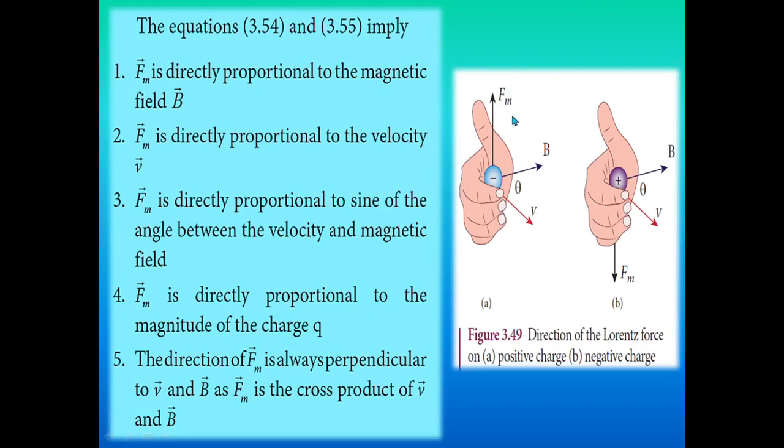Then the fifth point is the direction of the Fm vector force is always perpendicular to the magnetic field and the velocity of the charge. So the direction of the Fm vector is always perpendicular to the V vector and the B vector, as Fm vector is the cross product of V vector and B vector.